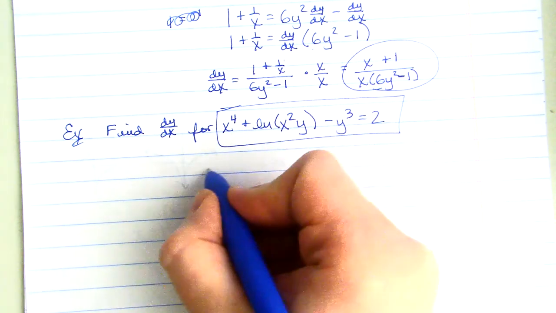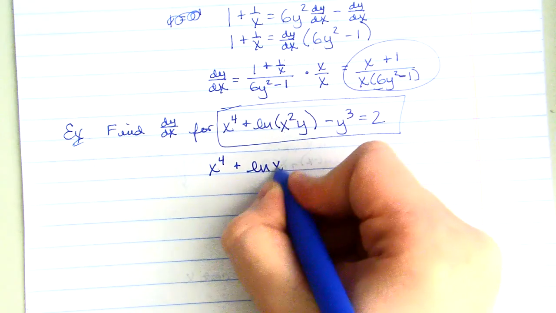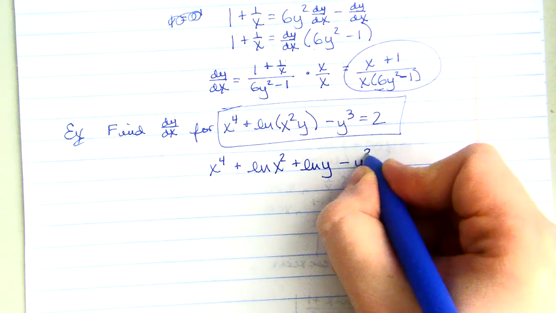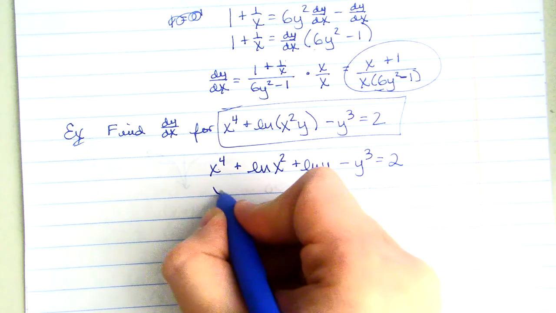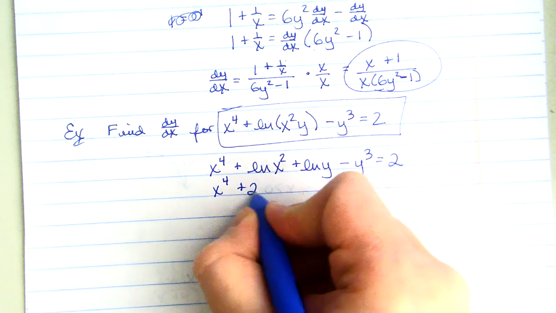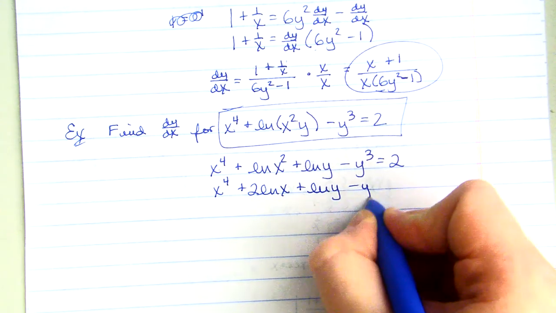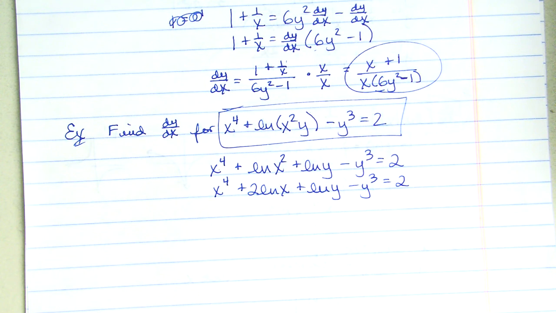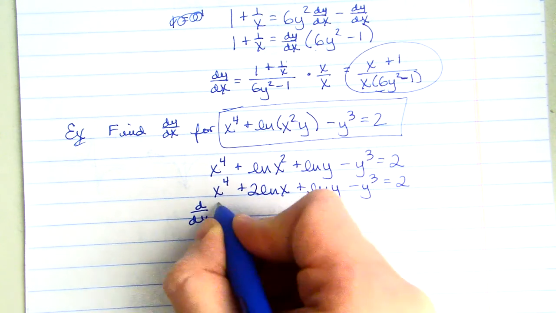I can rewrite that thing in the middle as the natural log. I've got a product, so I can say natural log of x squared plus the natural log of y, minus y cubed equals 2. Well, why stop there? We can go further. We can say this is x to the fourth plus 2 times the natural log of x plus the natural log of y minus y cubed equals 2. Now, it's still going to be a little messy, but I feel like it's in a much better form for us to find the derivative.